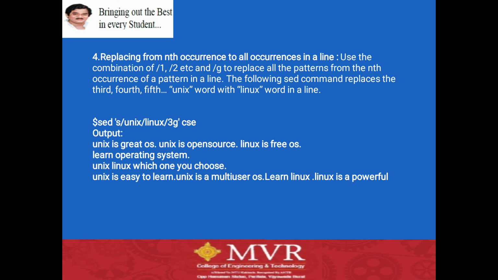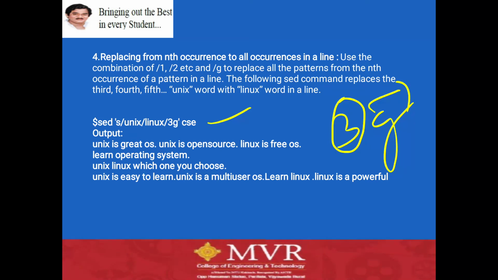For that, the syntax is the same syntax you need to follow, but here 3G. 3G stands for from the third occurrence to all. G is nothing but global. So from 3 to global means the remaining occurrences, irrespective of how many times Unix exists, all will be replaced by Linux. Got it? So this is what SED can do.